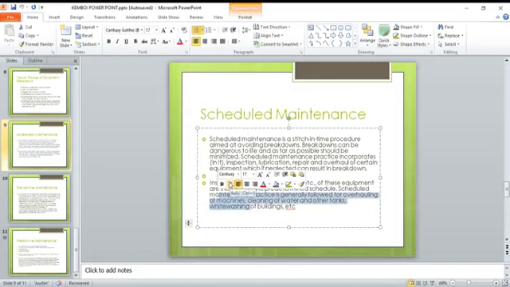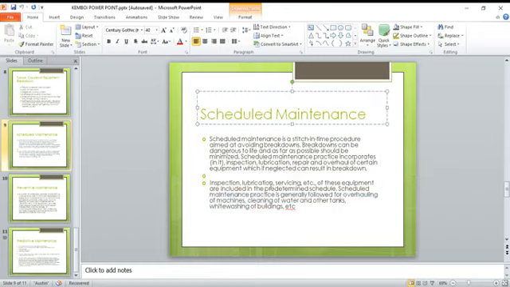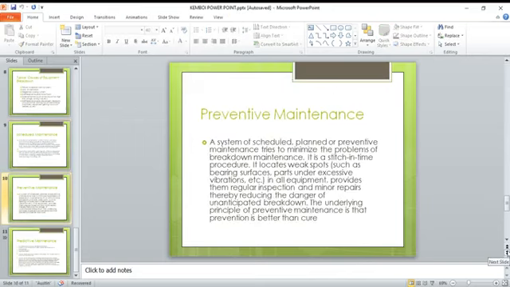You inspect the lubrication. Lubrication services, etc. of this equipment are included in a predetermined schedule. Scheduled maintenance practice is in general followed for fouling, whitewashing of buildings, etc. Okay, this is when you have a certain time that you will do it. That is now scheduled.